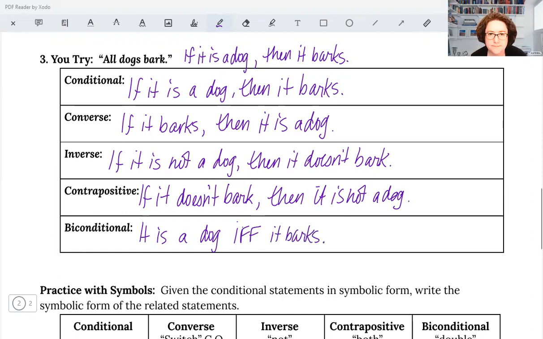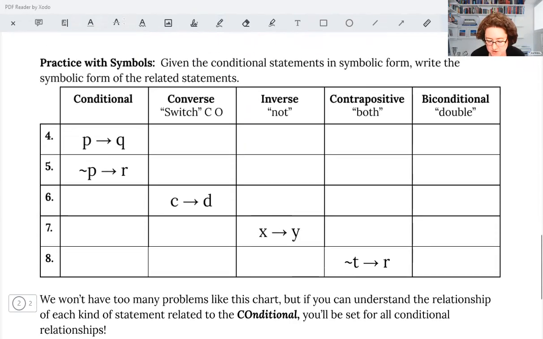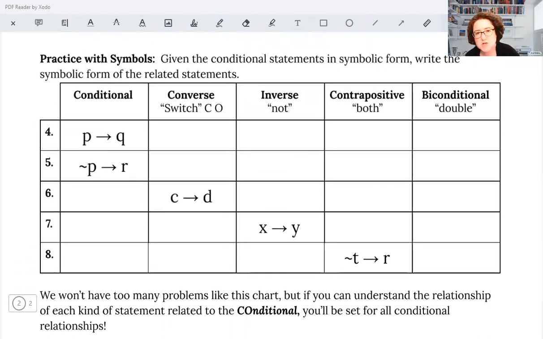All righty. So the last thing that we're going to do is let's just look at these symbols and see how we can maybe see some more patterns going on. Again, sometimes you'll see these statements written out in words, sometimes you'll see them written in symbols. So here we go. Our practice with symbols, we're going to do this chart again. You're not going to see this chart too often, but being able to use your symbols and what you know about the different types of conditional statements is still important to know how to do.